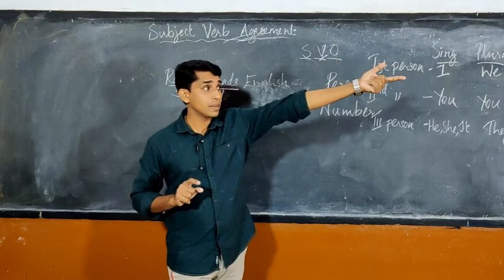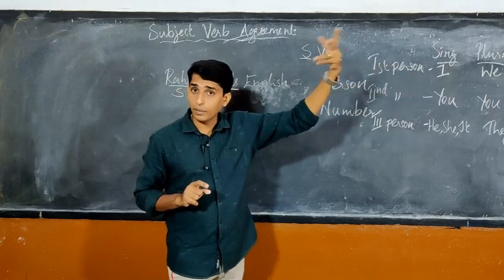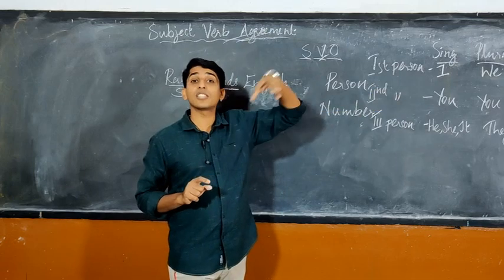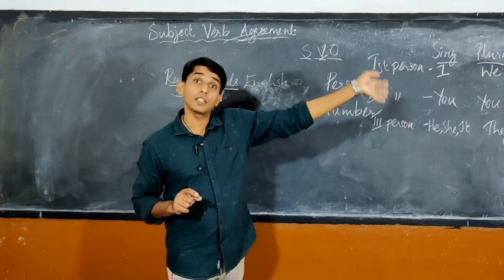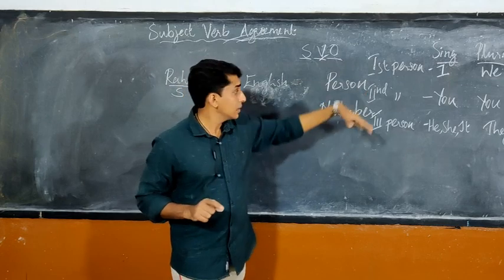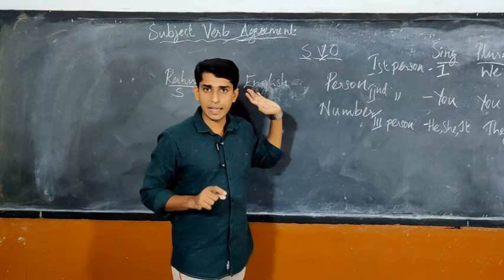Third person is, if it is a male, he; female, she; if it is a lifeless thing, it. Its plural form is they. Then we will see the agreement.